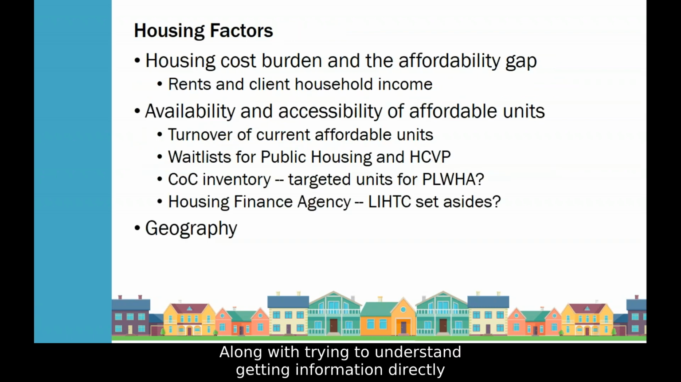So along with getting information directly from folks and partners and the people that you're serving, another thing that you would want to be looking at is not just qualitative data, but really looking at quantitative data when you're thinking about community needs. And there are a range of housing factors that you'd want to consider that may impact your determination, and these factors should be part of your decision-making about which type of assistance is best suited for your community. This slide outlines some of those factors that you should consider.